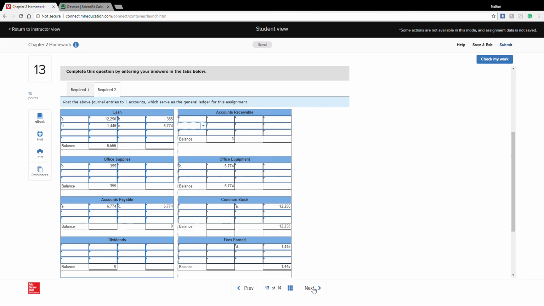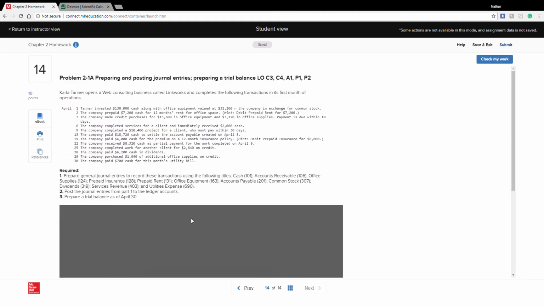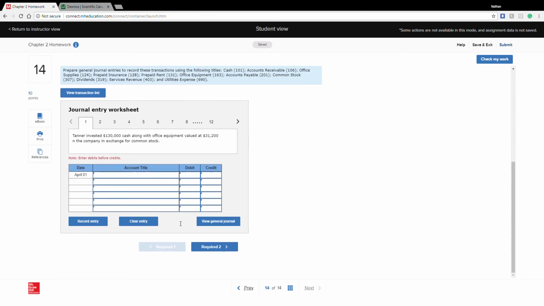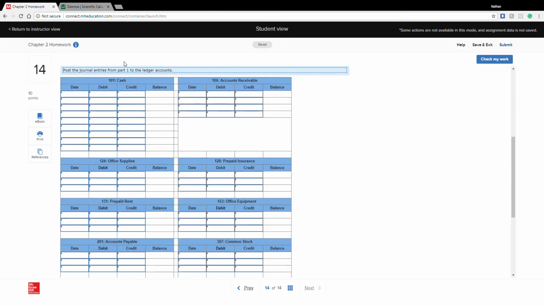Alright. Question 14. This is the big problem. So this is the big problem of the homework. Again, we're going to go through the journal entries, and again, we're looking at T-charts. Again, this is a little bit different. Notice how Connect now has it more fleshed out.